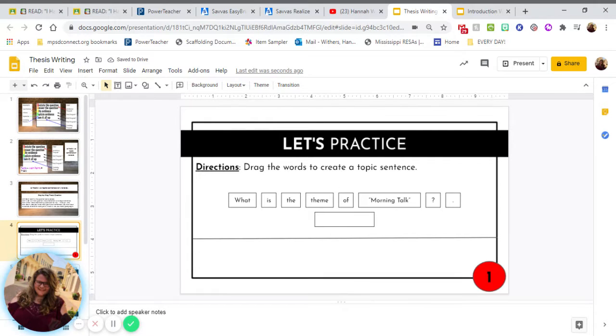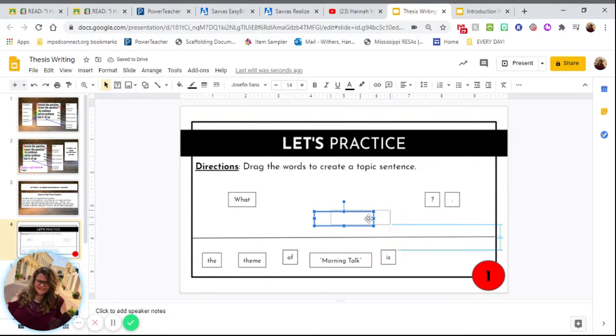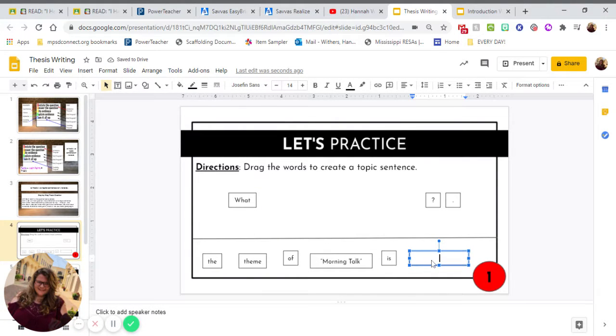All right, so remember we did this silly little activity where I had you drag the words to make it into a topic sentence? All right. What is the theme of morning talk? The theme of morning talk is, and then we have to tell, so what is the theme? It's been so long since we even read that one. I think it was like, gosh, what was the theme of that poem?